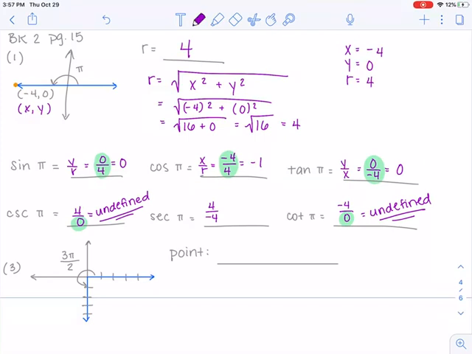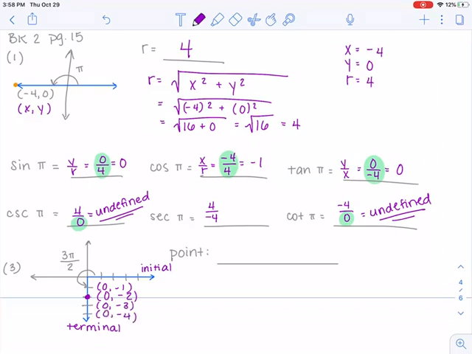So the directions say to choose any point on the terminal side of the angle. So again, our initial side is here. We go around, making this our terminal side. You can pick any point. So let's say I pick this point. This point would be 0, negative 2. You could pick 0, negative 1, 0, negative 3, or 0, negative 4.